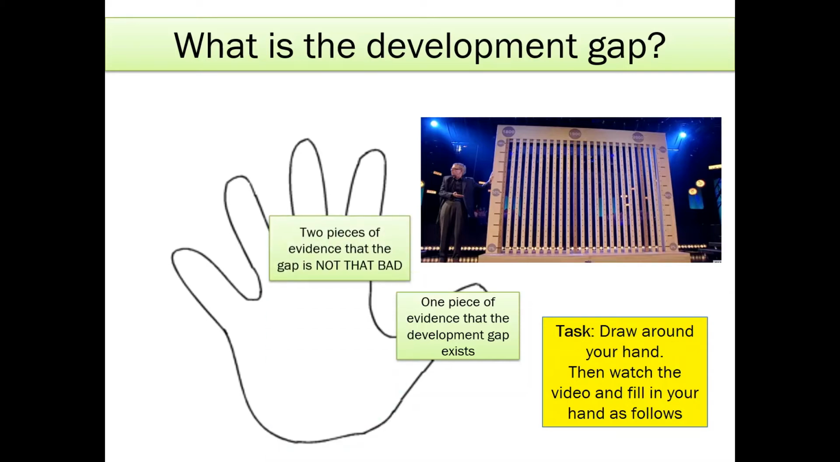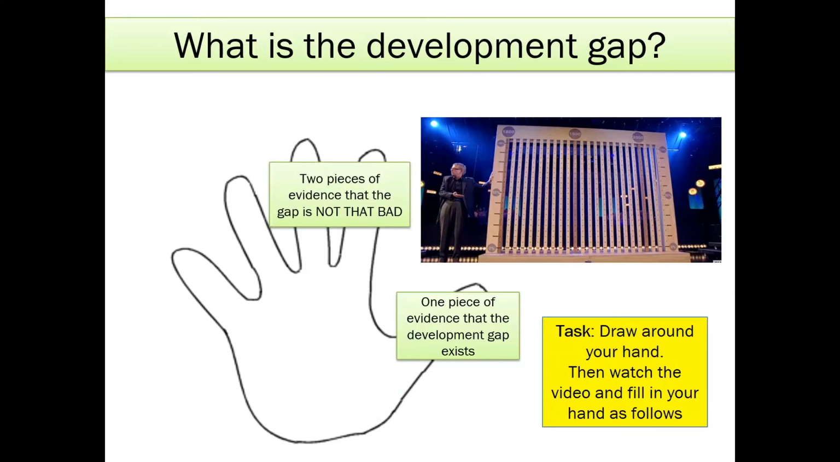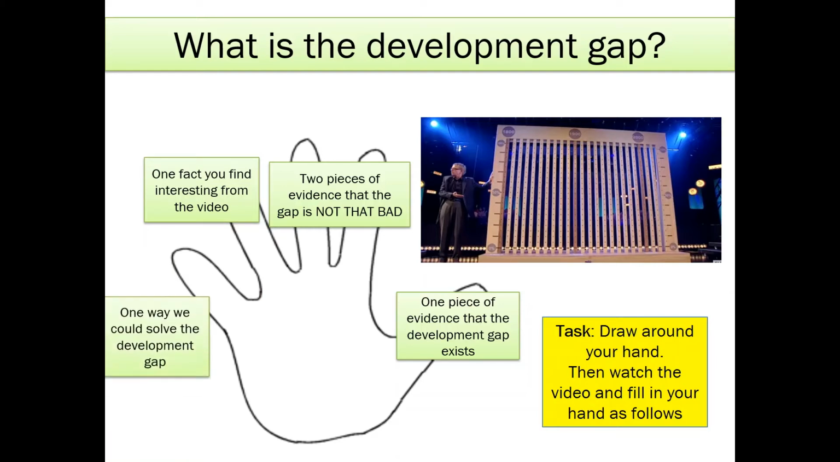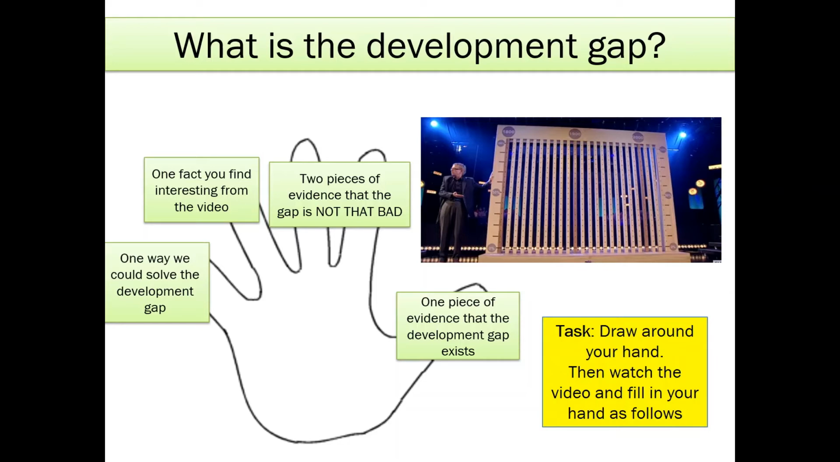I then want you to do in two of your fingers, two pieces of evidence that show that it's not that bad. So that actual gap between development of countries isn't as bad as you may think it is. You're then going to do in one of your fingers, one fact you find interesting. So you're going to see loads of facts and figures, one that you find interesting. And then finally, one way that we could solve this gap in development. So how can we reduce the gap between the countries?